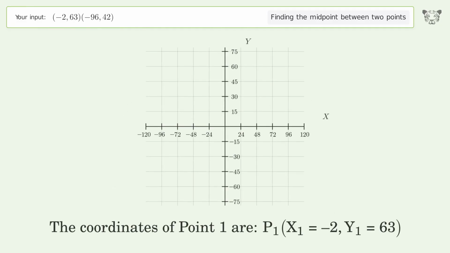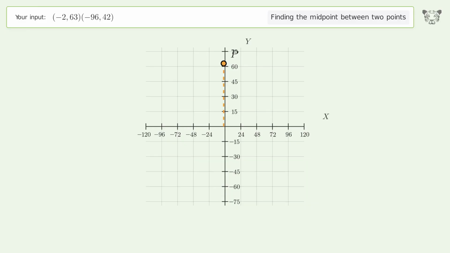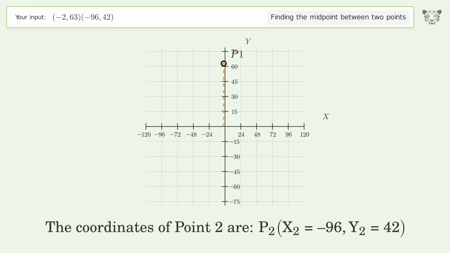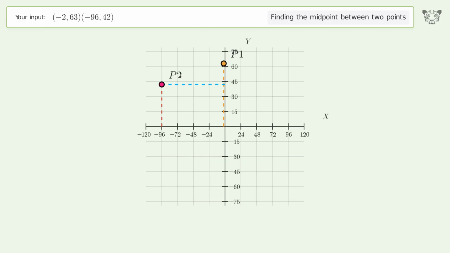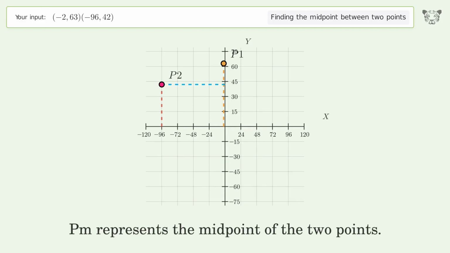The coordinates of point 1 are x1 equals negative 2, y1 equals 63. The coordinates of point 2 are x2 equals negative 96, y2 equals 42. PM represents the midpoint of the 2 points.